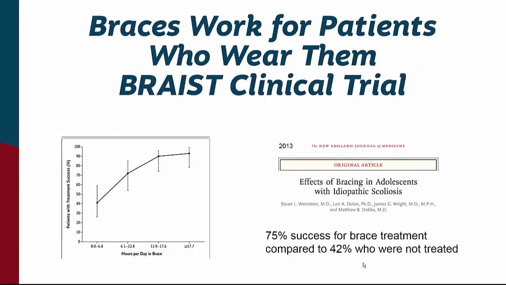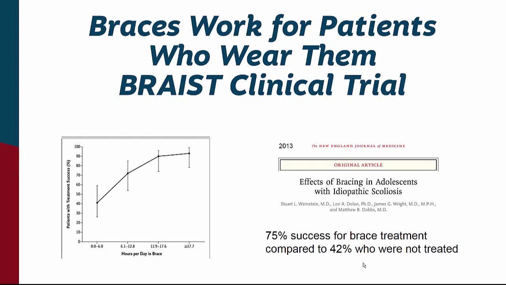The initial management for most of these children with larger curves: once curves reach 20 or 25 degrees, it's often bracing. And the primary reason for that is the BrAIST trial that was published in 2013 showed about a 75% success with brace treatment compared to 42% who were not treated with a brace. The endpoint of success was defined as curves less than 50 degrees and not requiring surgery.